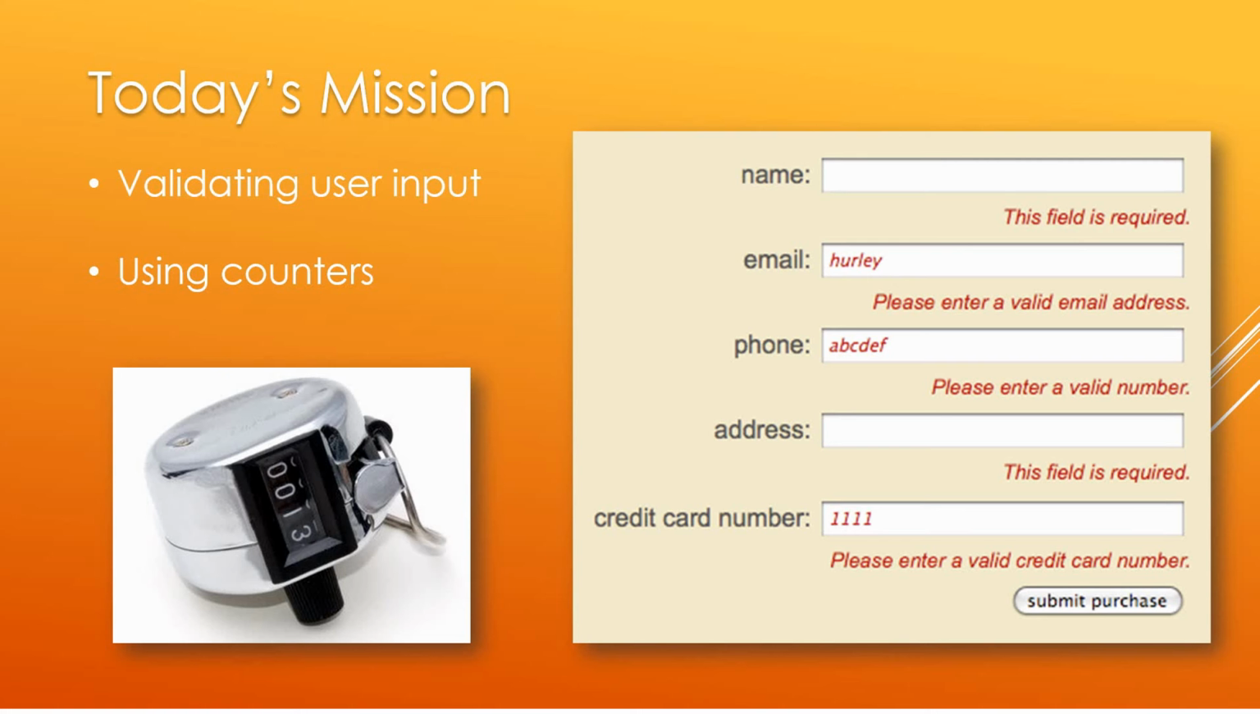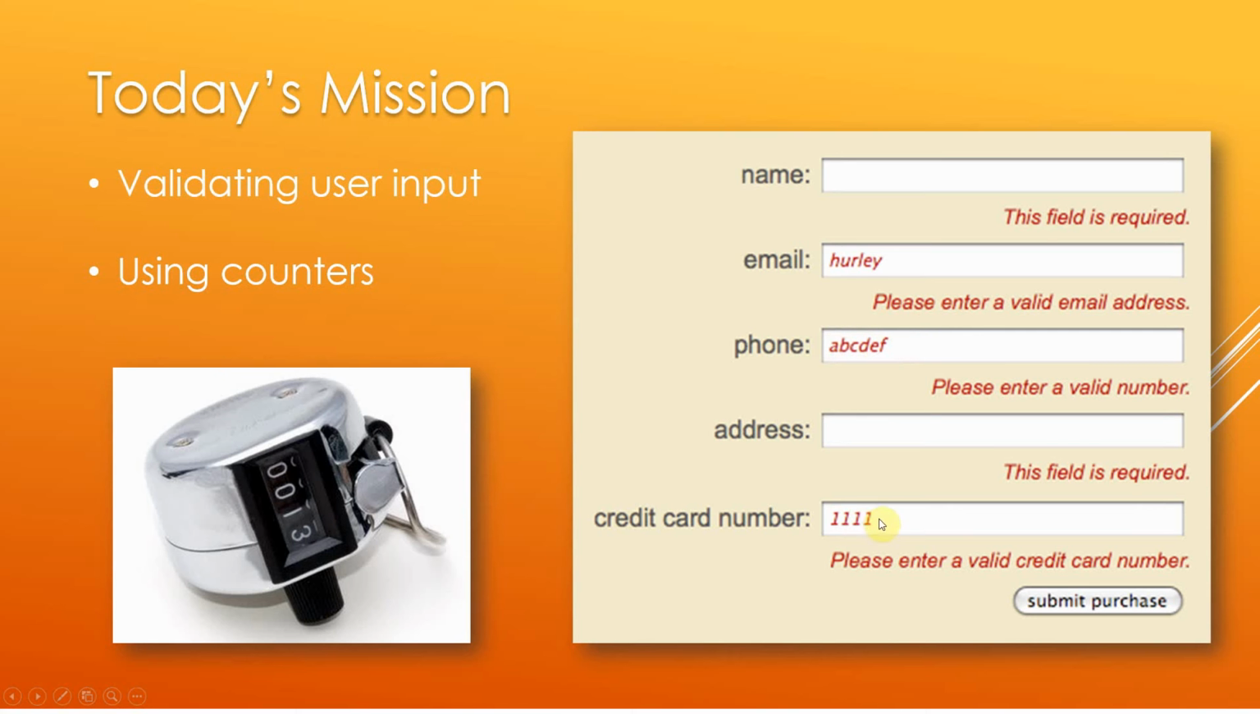And when I say validation, I mean that something is valid. So valid is correct, or the right answer, or what we are looking for. Invalid is incorrect, or wrong, or not what we're looking for. So when we ask for a phone number, we are expecting a number, not A, B, C, D, E, F. So that is why it is invalid.